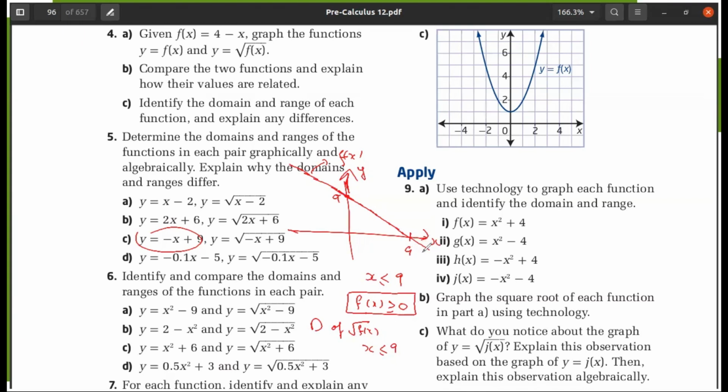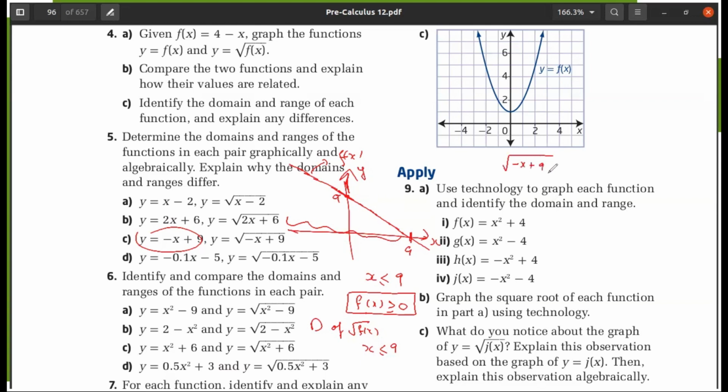How do you get it algebraically though? It says determine the domain and range graphically and algebraically. Okay, graphically, you will draw the graph and you will check for what part. This is graphically only. This part you see that your f(x) is positive, so you say that domain is this much. Now let's find the domain algebraically. Algebraically, what will you do?